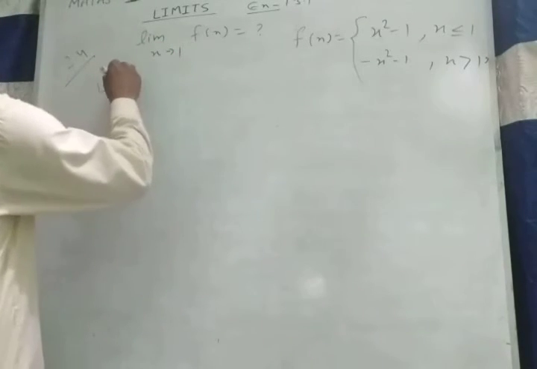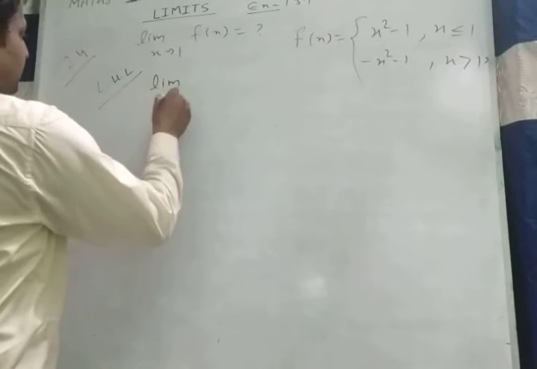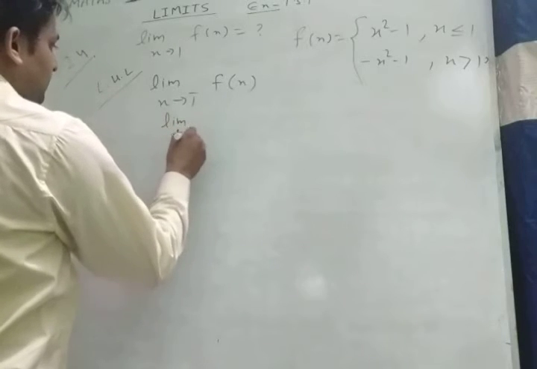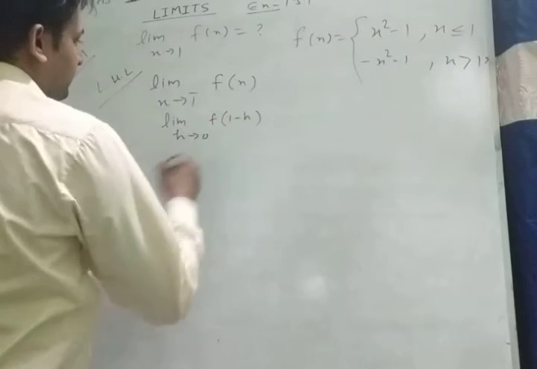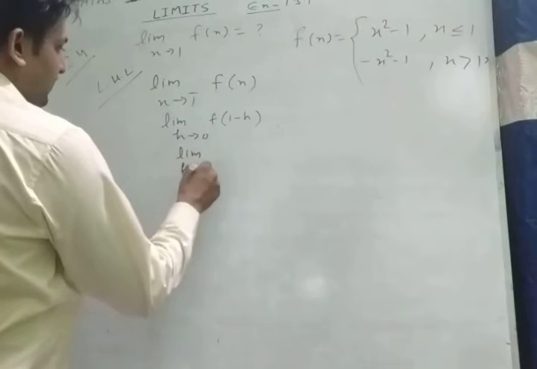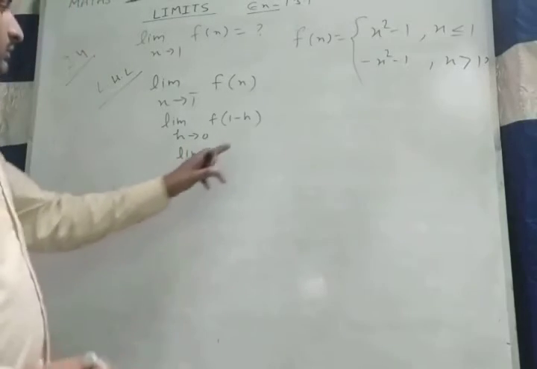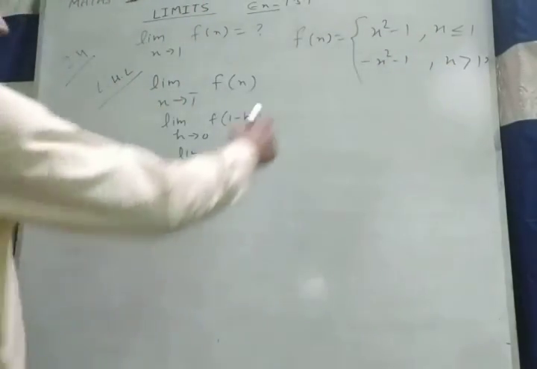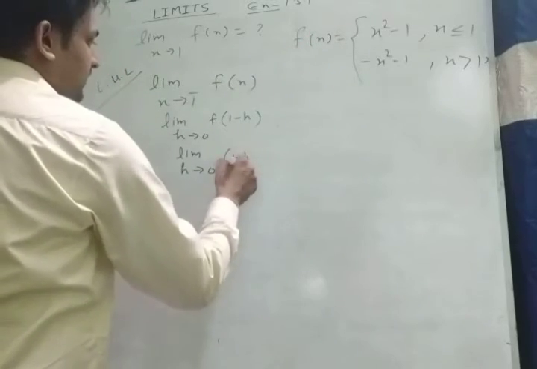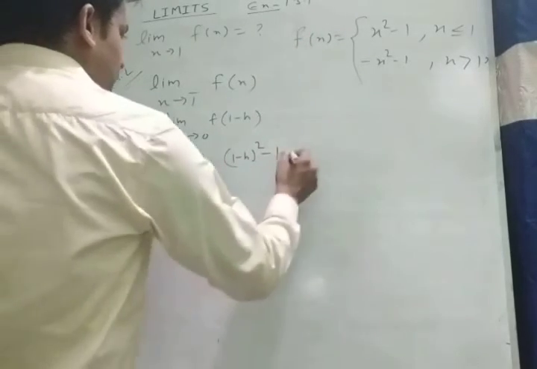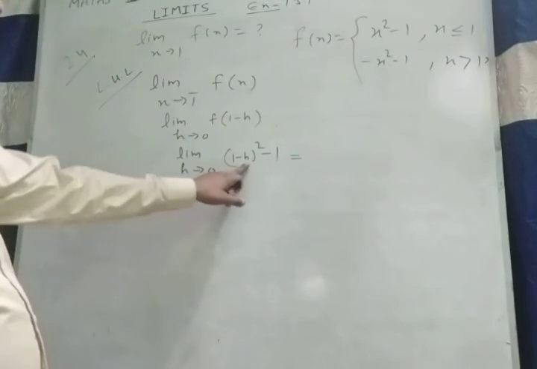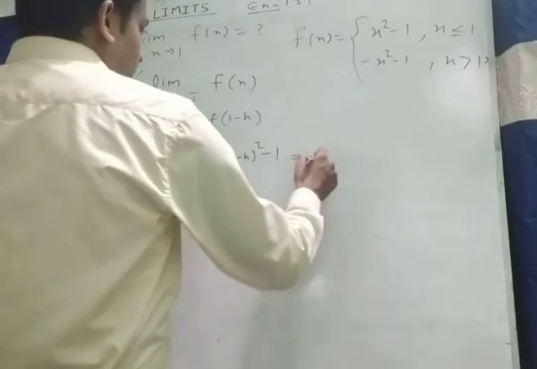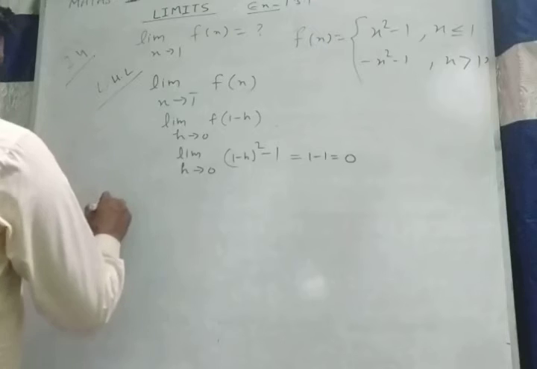So left hand limit, x tend to 1 minus f(x). Now limit h tend to 0 f(1 minus h). Here x is less than 1, and the function is x square minus 1. So we can write (1 minus h) square minus 1. If we put h equal to 0, here 1 minus 1 is 0.